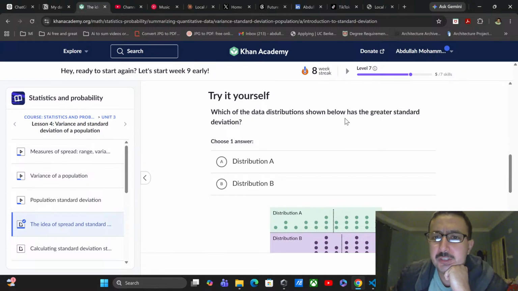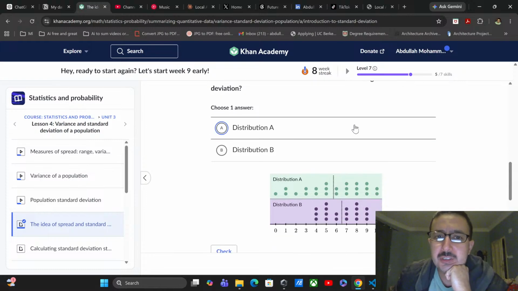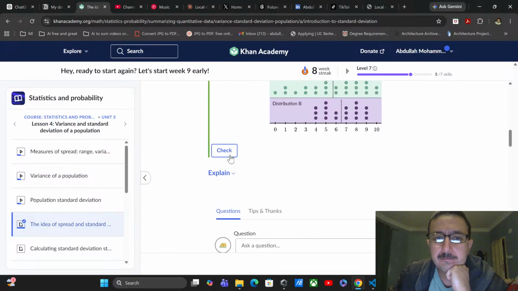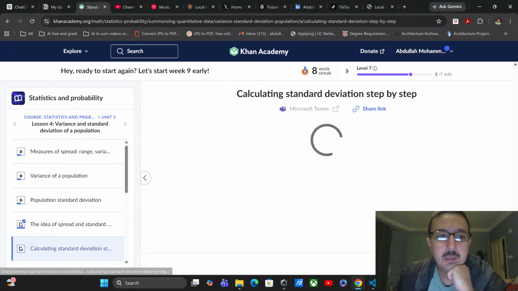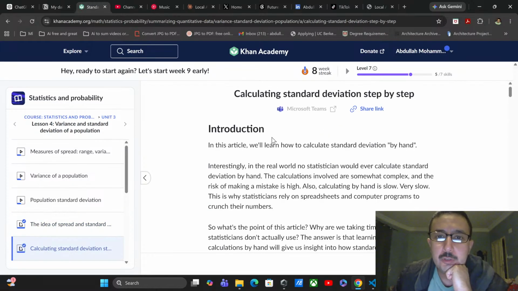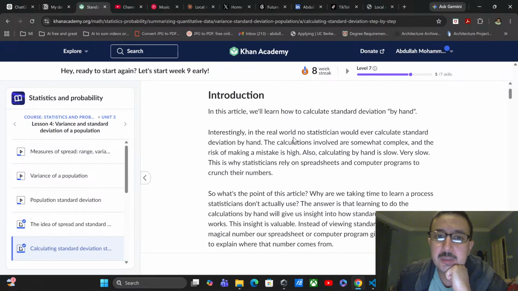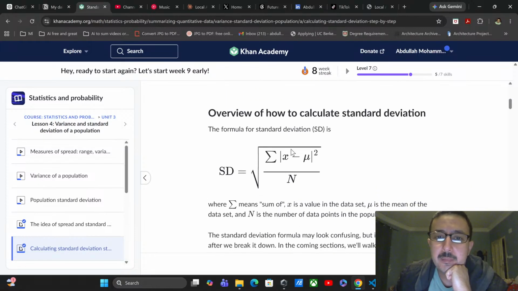Which of the data distributions below has a greater standard deviation? A. Okay, that's correct. Introduction, calculating step by step. Yep.